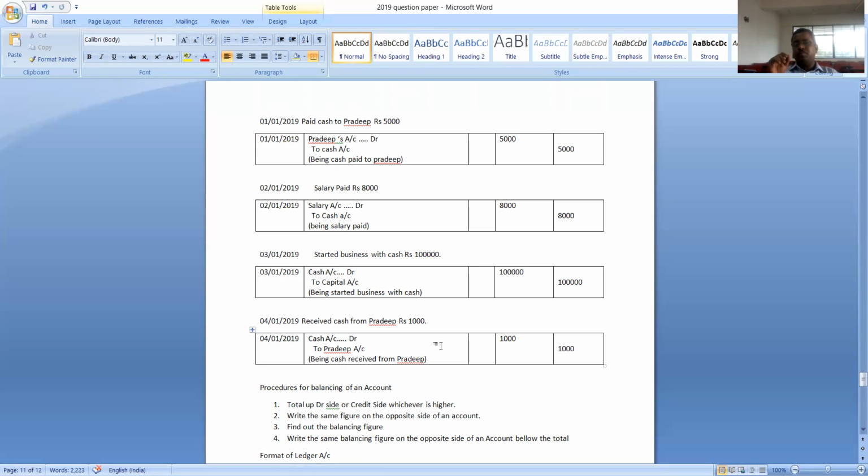And even you can take Pradeep's account. It has appeared for 2 times in the book of journal. It does not mean that we have to prepare 2 Pradeep's accounts. Here, we have to prepare only one Pradeep's account. Understood. Are you getting my point?